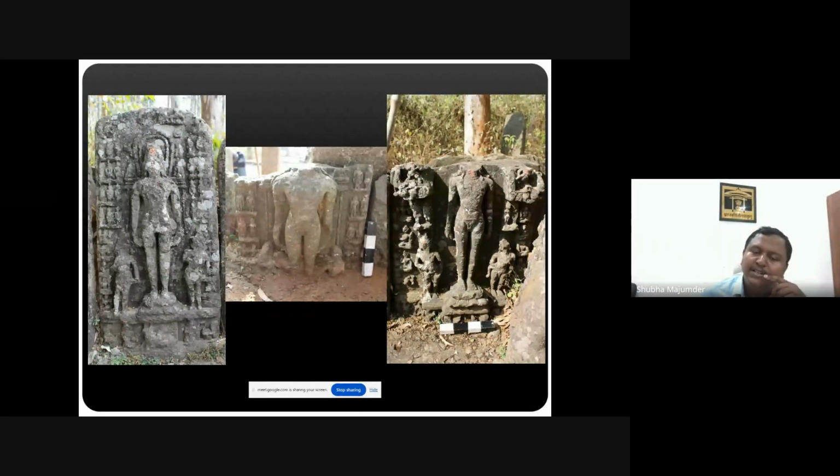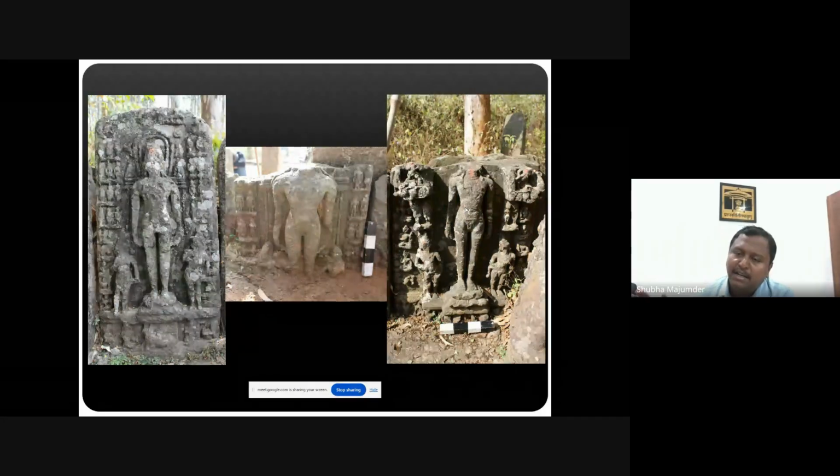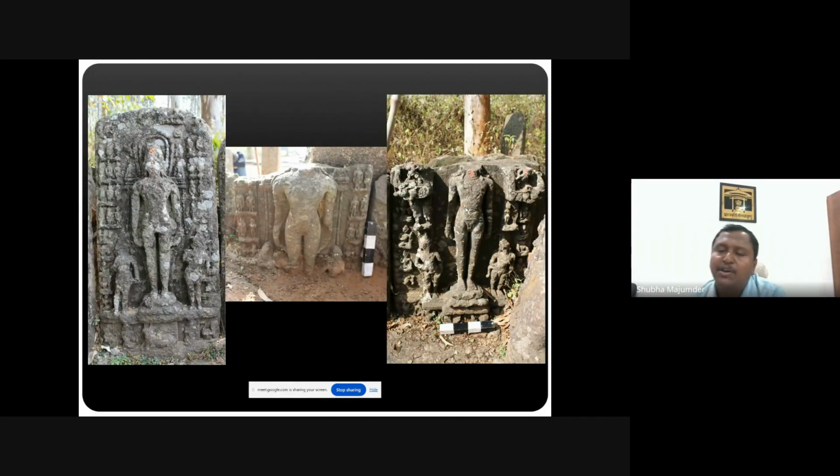you can see in the shoulder the hair lock touching the shoulder. So this is also an image of Rishabhnath, and the right side image is also Rishabhnath, because in this case also the hair lock is noticed on the shoulder, and some portion of the bull is also clearly visible.